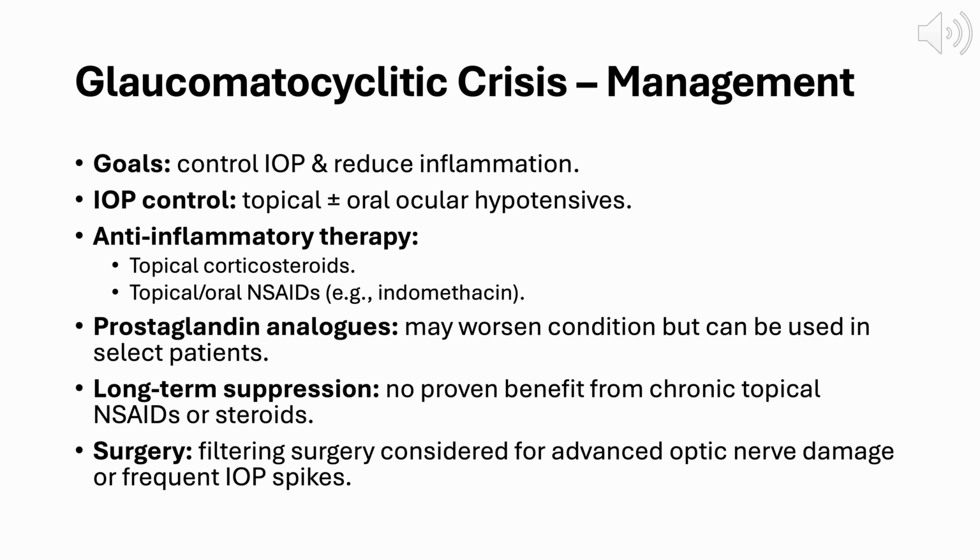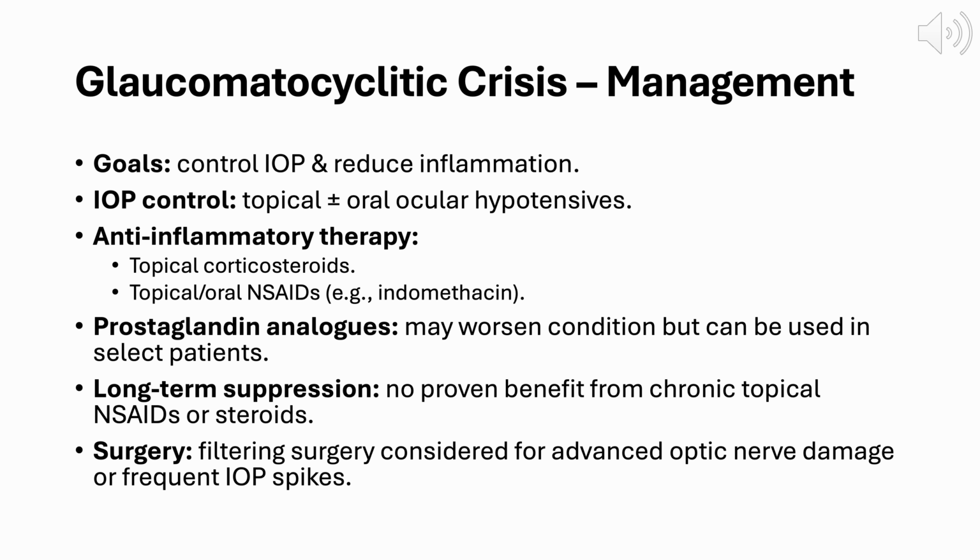The primary goals are to control intraocular pressure and reduce inflammation. IOP can be managed with topical and sometimes oral ocular hypotensives. Anti-inflammatory therapy typically involves topical corticosteroids, with topical or oral NSAIDs, such as indomethacin, as alternatives. Prostaglandin analogs, while sometimes helpful, may worsen the condition and are reserved for select patients.